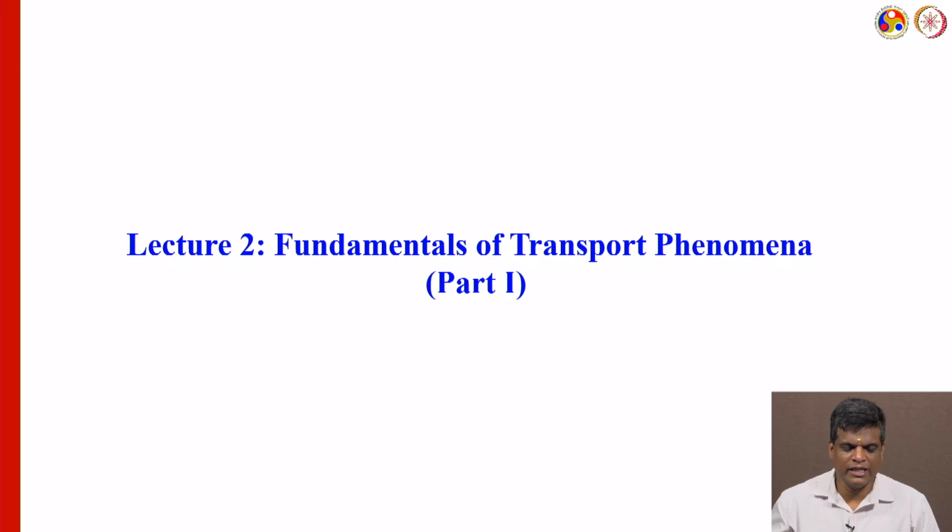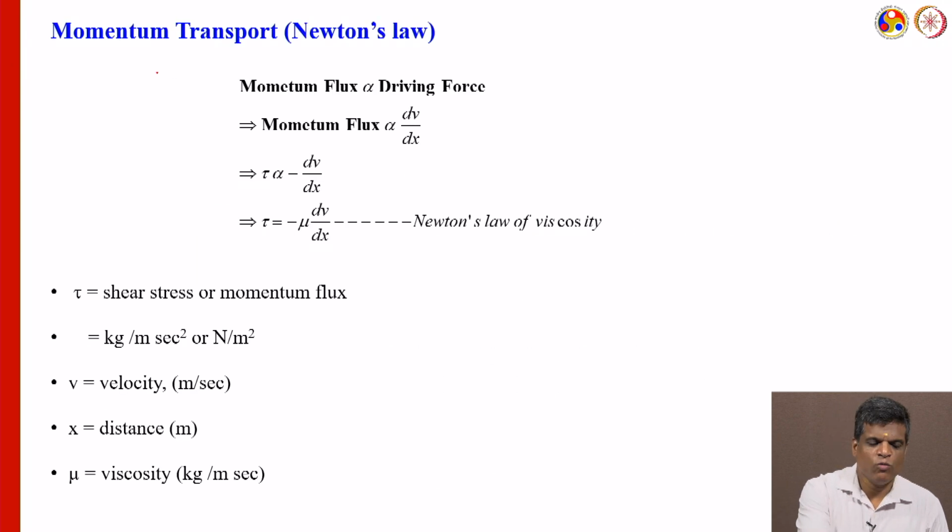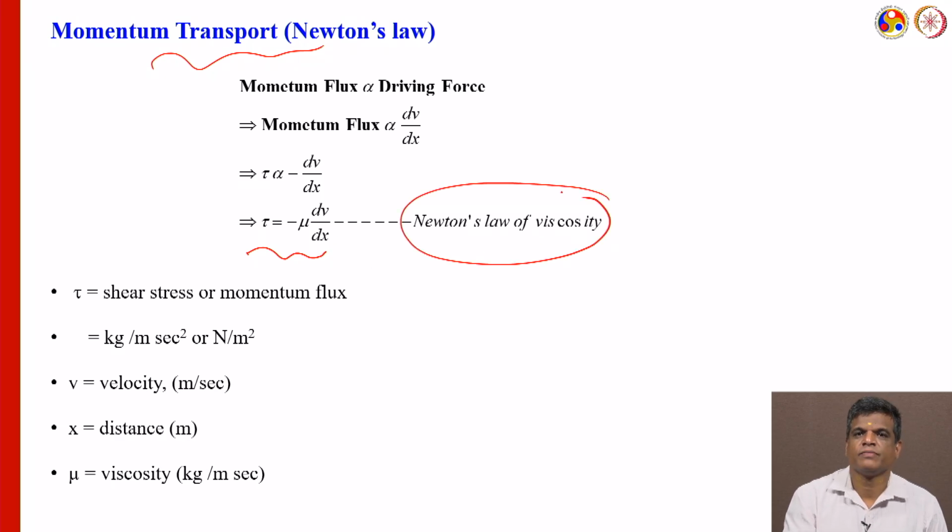So, today we will discuss the fundamentals of transfer phenomena. The movement and transfer: tau equals minus mu dV by dx. This is called Newton's law of viscosity, where tau is the shear stress, mu is the viscosity, and dV by dx is the velocity gradient.